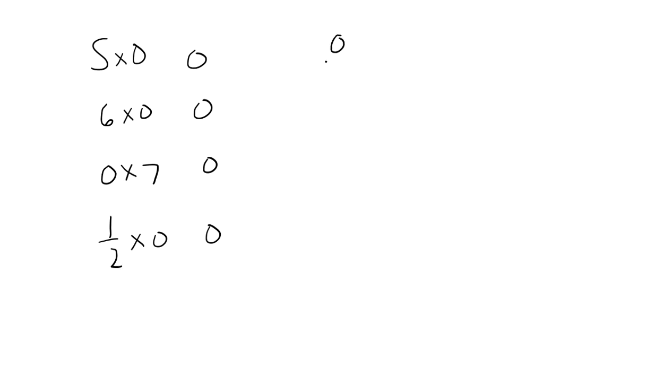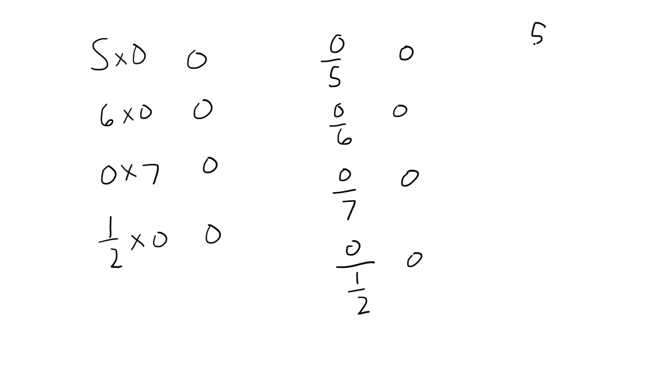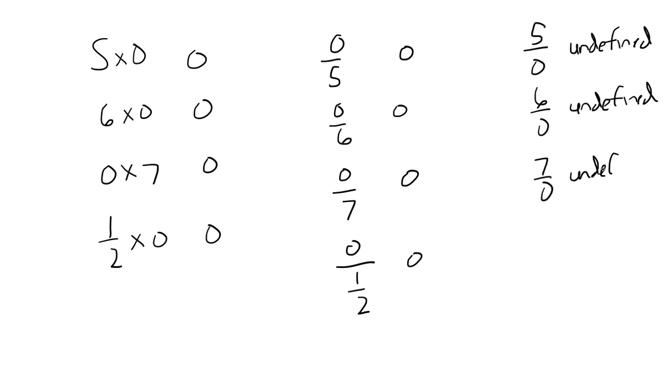Also, 0 divided by any number is always 0. So anytime you take 0 and you divide by a number, you'll always get 0. One thing you have to remember though is if a number is divided by 0, that is called undefined. So if 0 is on the bottom of your fraction, if you're trying to take a number and divide by 0, that would be undefined.